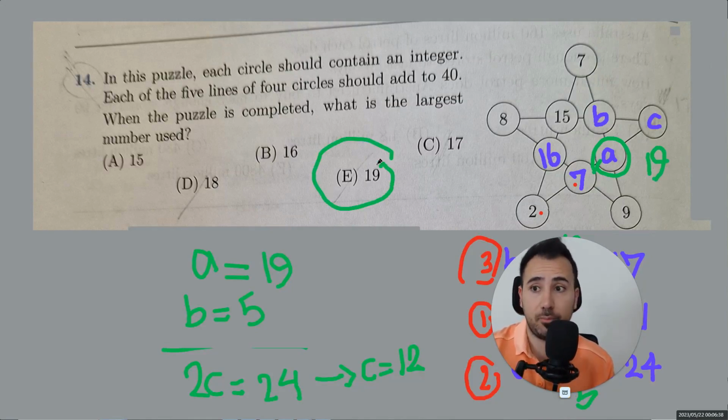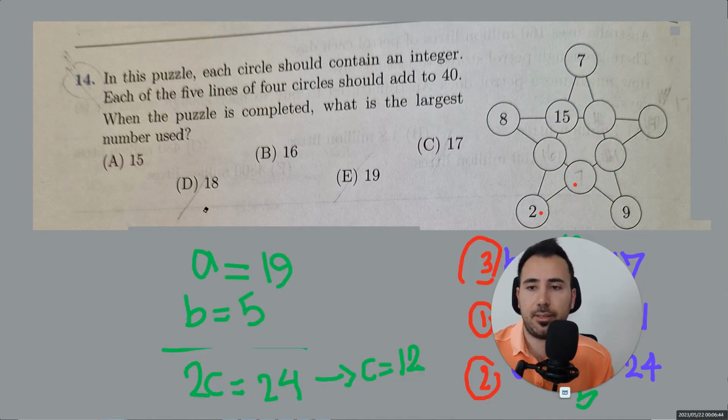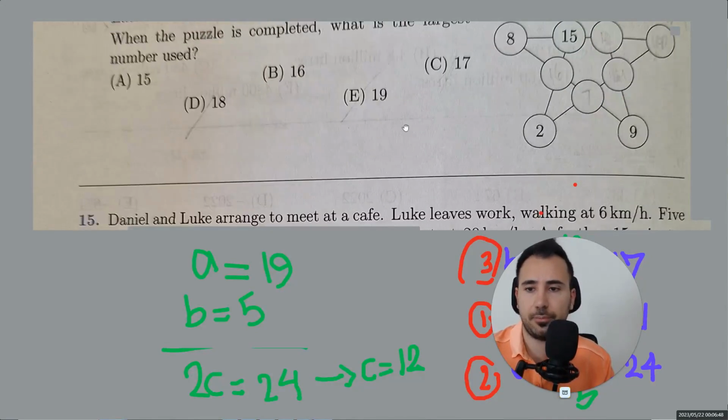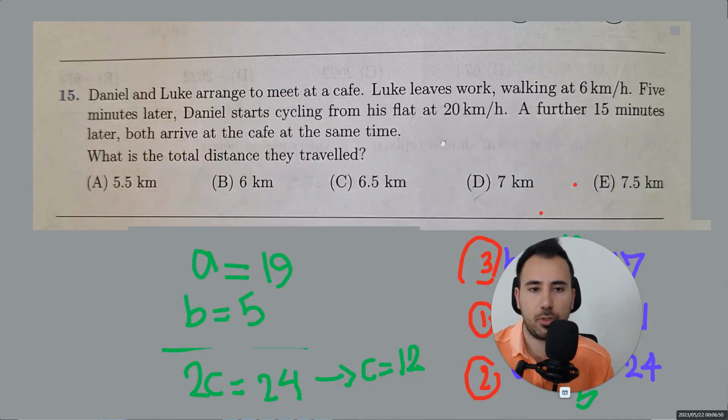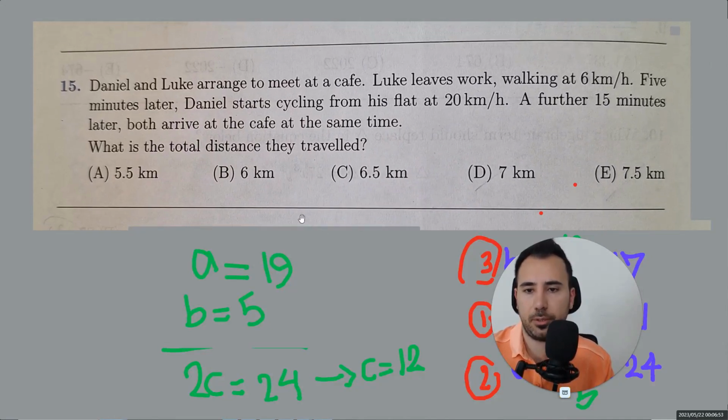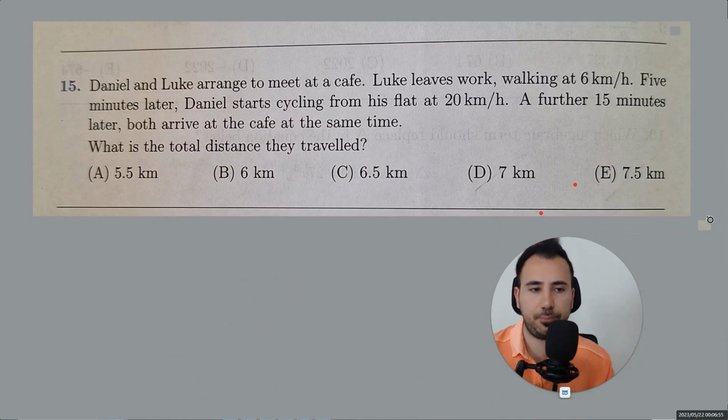So that was a long one, right? And kind of difficult for question 14. Right? Maybe could have guessed it. Then it would have been much, much faster. So if you have a better idea, maybe you could also write it in the comment section.